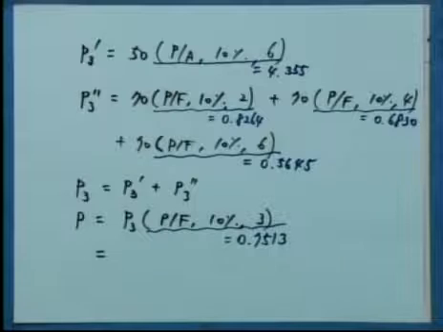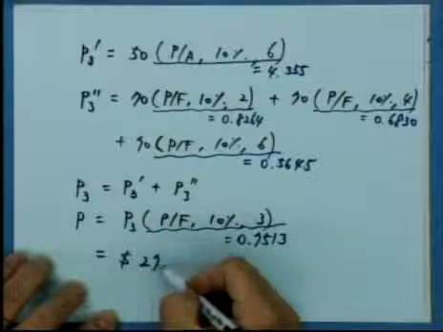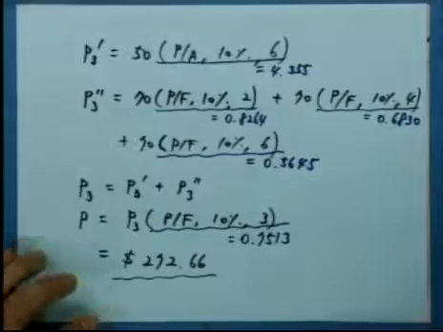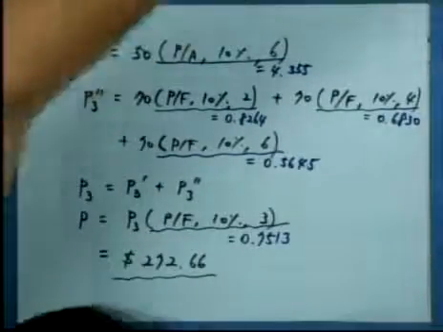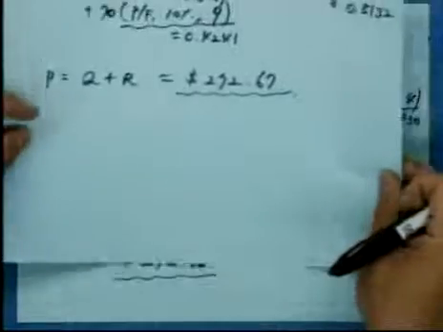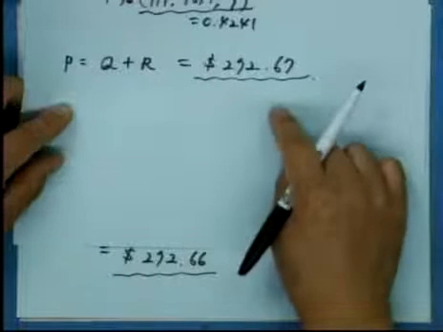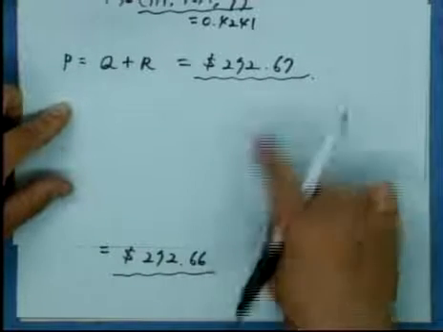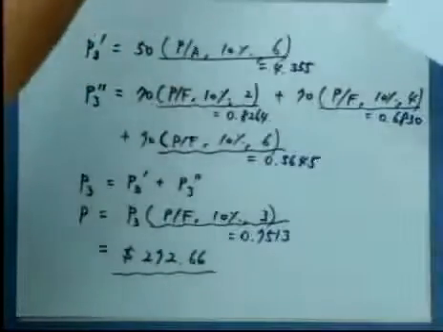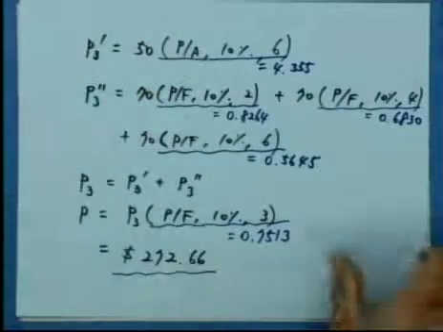Okay, so how much did you get? It's $272.66. Okay. So compared to the previous method, there is only 1 cent difference, right? Which is negligible in this case.